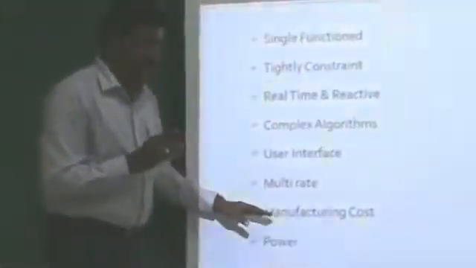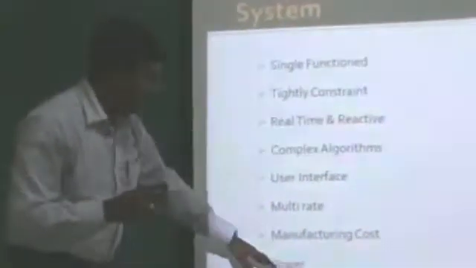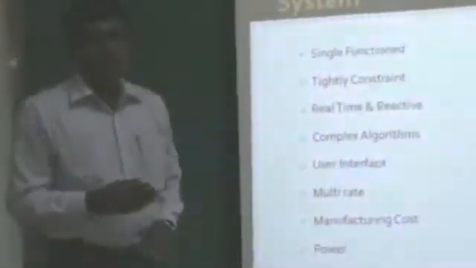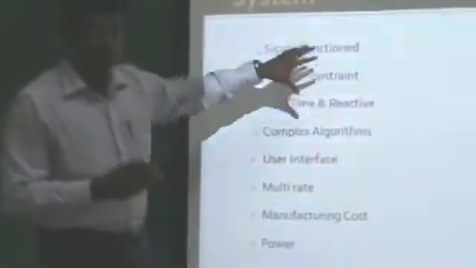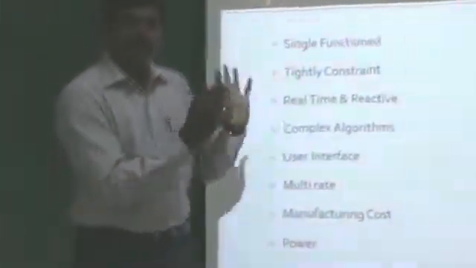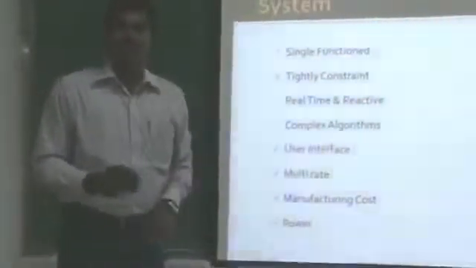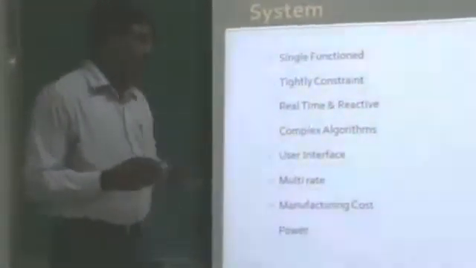Finally, we have manufacturing cost that I have covered already in the constraints area, and power also we have covered in the constraint area. So these are all to be taken into consideration when you are trying to build an embedded system. Altogether, I can simply say, if you have all these characteristics, you can call it an embedded system. That is a sweet way of putting it.